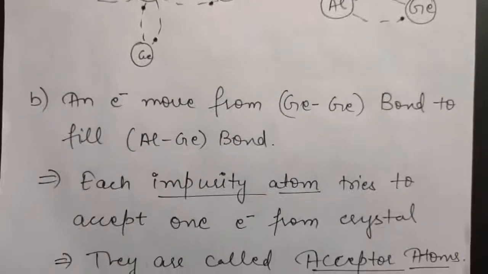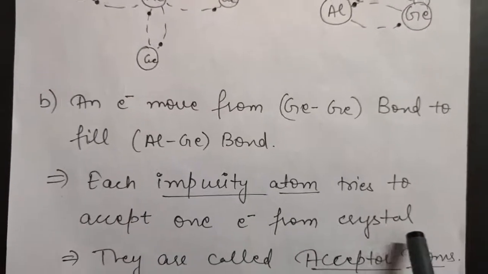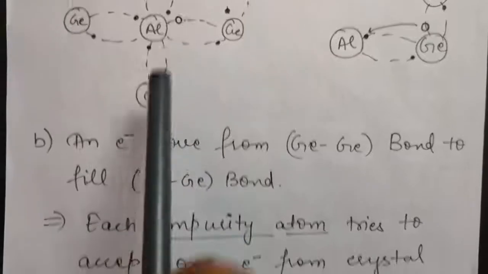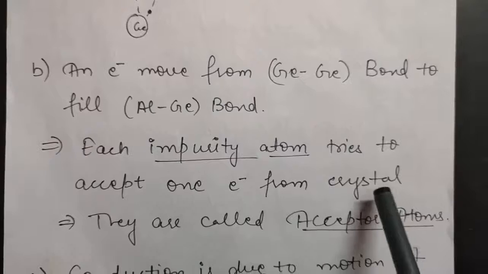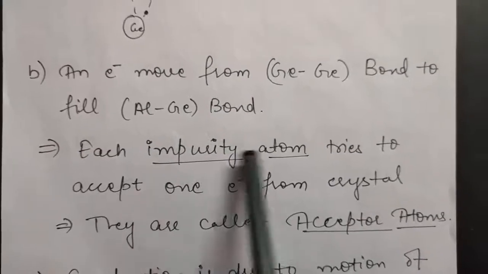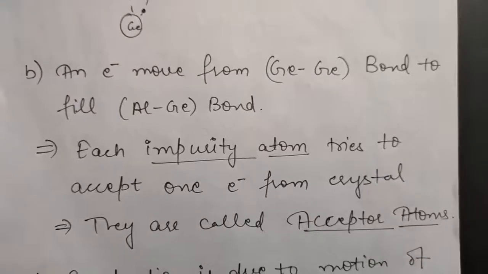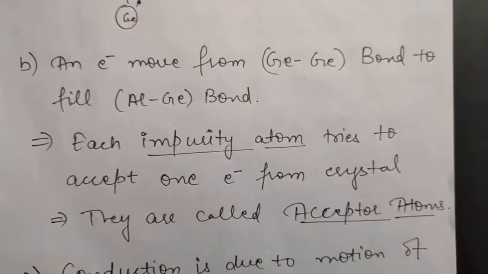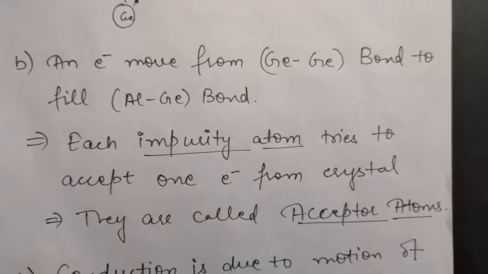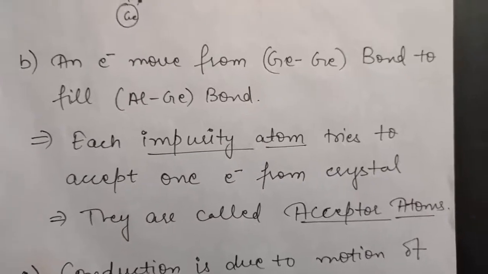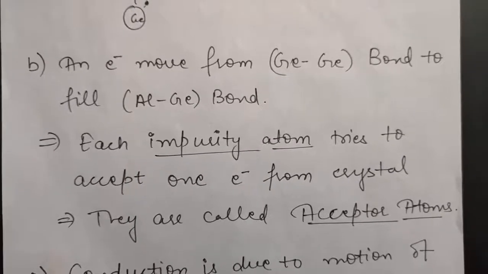So you can say each impurity atom tries to accept 1 electron from the crystal, as this has accepted 1 electron. Similarly, each impurity atom will try to accept 1 electron from the crystal. Therefore, these impurity atoms are called acceptor atoms. In N-type, those impurity atoms were called donor atoms, and here the impurity atoms are called acceptor atoms because they want to accept 1 electron from the crystal.